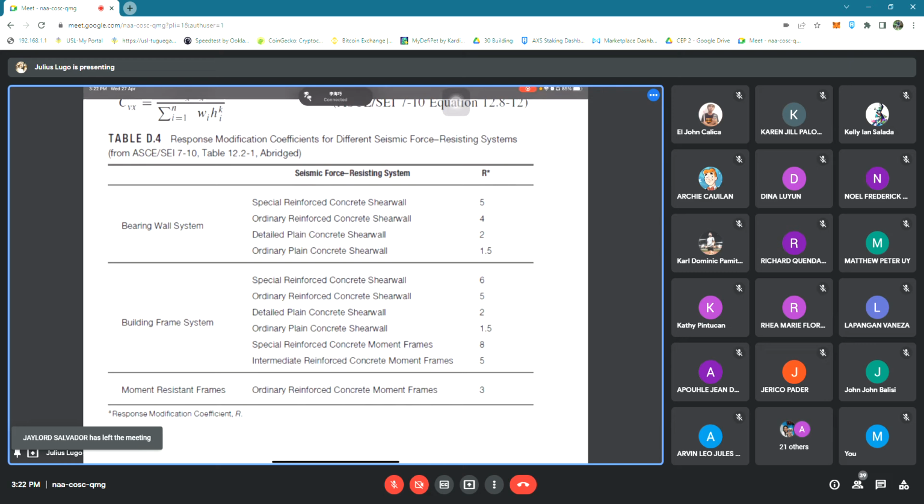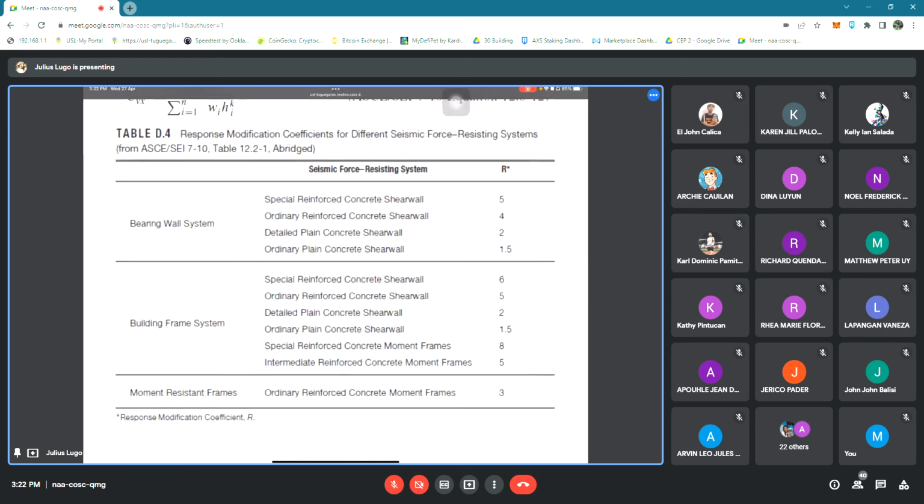Okay, I'm back. So what will be the R value? What will be our R value, guys? What is our R value? Don't wait for me to call on you one by one. If you cannot respond, I will mark you absent. So what will be our R value? Any guess?